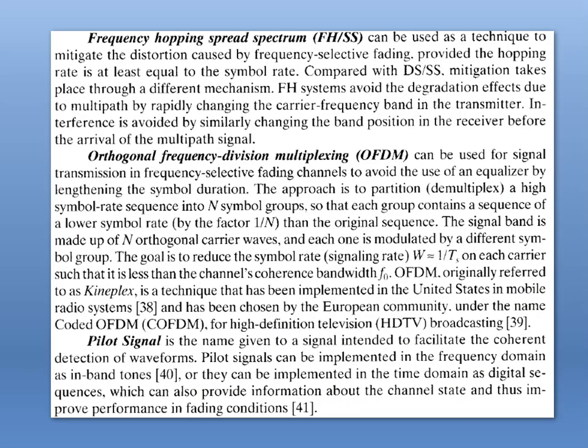Now, one more frequency mitigation that can be done is frequency hopping spread spectrum. Frequency hopping can be used as a technique to mitigate the distortion caused by frequency selective fading, provided the hopping rate is at least equal to the symbol rate. Compared with the direct sequence spectrum, the mitigation takes place by a different mechanism. FH systems avoid the degradation effects due to multipath by rapidly changing the carrier frequency band in the transmitter.